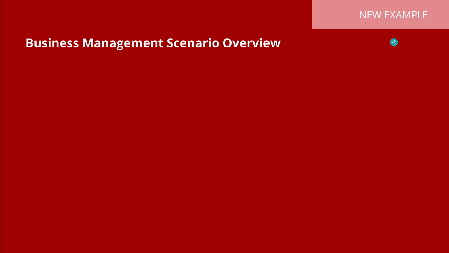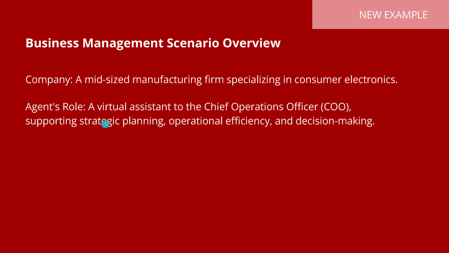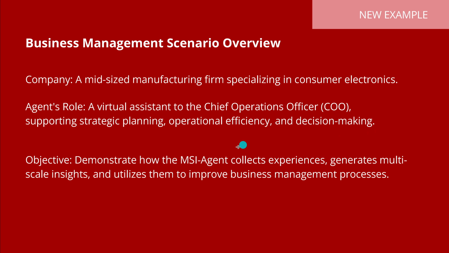I did a new example because I was playing around, and since I did a simulation with strawberry and kind of programmed strawberry to follow this particular pattern, I did a business management scenario overview. So I did a simulation. I said, I have a company, a mid-sized manufacturing firm specializing in consumer electronics, just as a demo. And the agent role is to be a virtual assistant to the chief operating officer, or choose the chief financial officer, whatever you like, you get the idea. The agent role is supporting the strategic planning, the operational efficiency, and the decision making of humans. And the objective is, I want to demonstrate how our MSI agent collects the experiences, generates multi-scale insights, and utilizes them to improve the business management process.